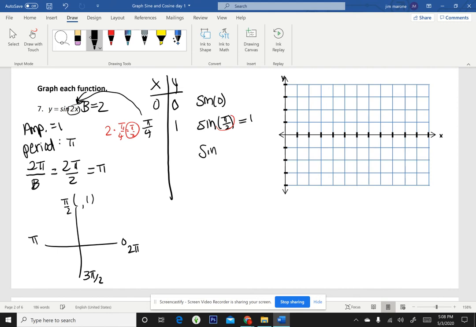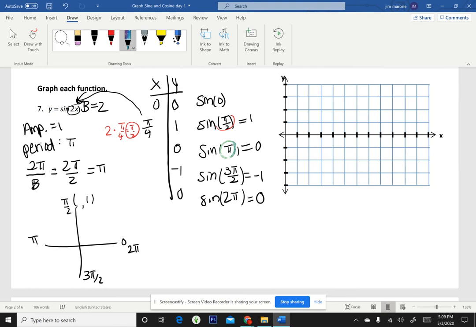So again, I want to keep going through this unit circle. Because I know the sine of pi is going to be 0, the sine of 3 pi over 2 is negative 1, and the sine of 2 pi is back to 0. Then I'm going to think, what do I need x to be to get pi inside of the sine?